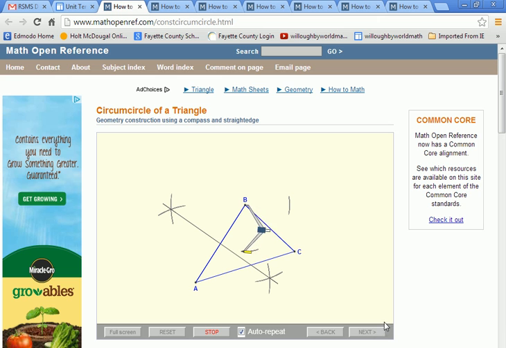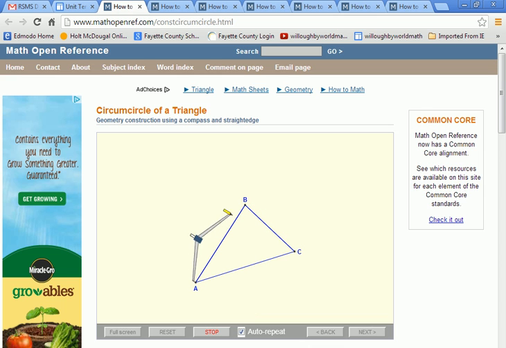Let's remember, with circumcenter, the circumcenter will be inside the triangle if it's an acute triangle. It will be on the triangle if it's a right triangle, and it will be outside the triangle if it's an obtuse triangle. So yours may look a little different.